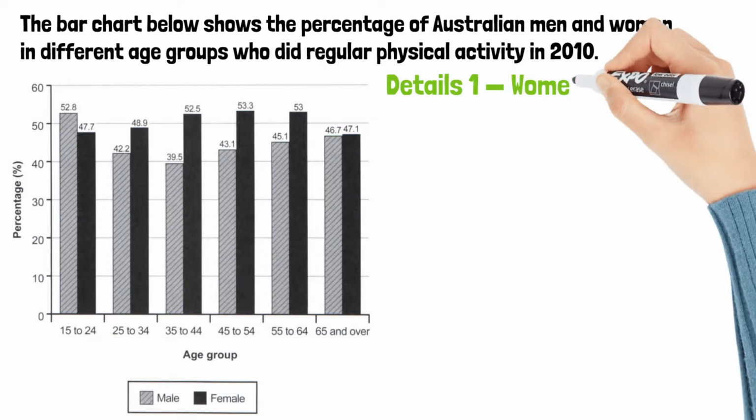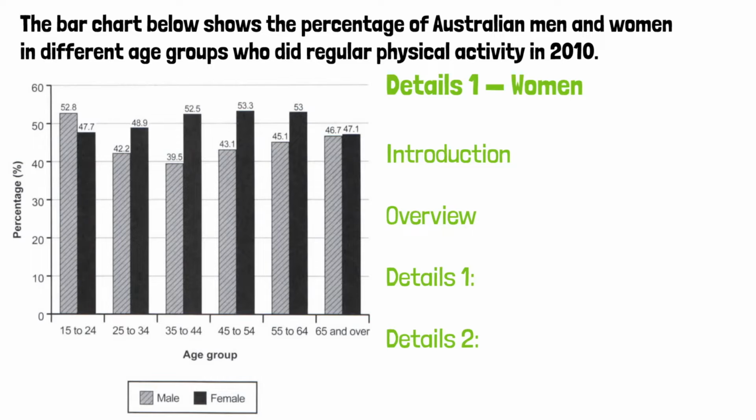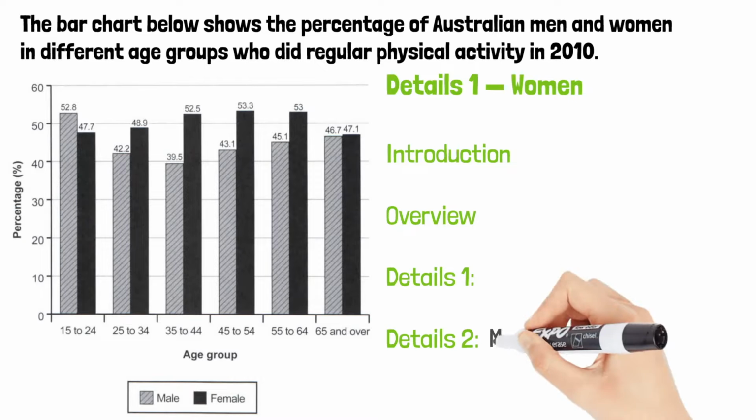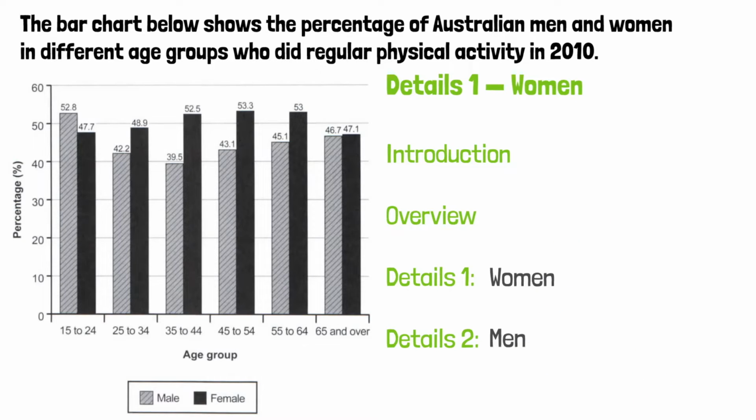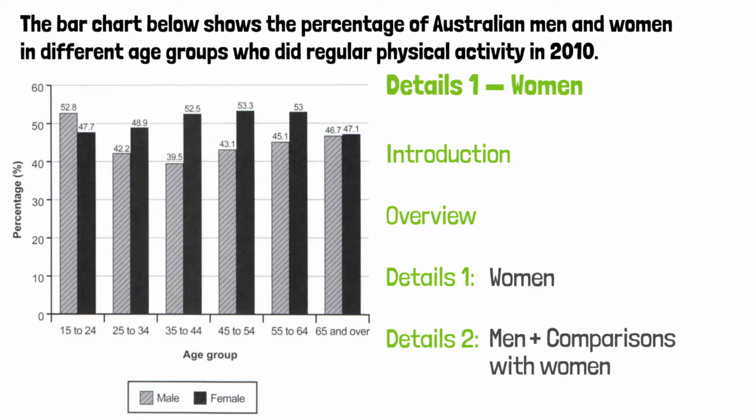Let's start with women. I don't think it's a good idea to mix men and women in the same paragraph. Your essay will be much easier to read if you separate men and women into two different paragraphs. But this doesn't mean we don't make comparisons. So in details paragraph 1, we simply describe women. And in details paragraph 2, we describe men, but we also compare men to women when necessary.